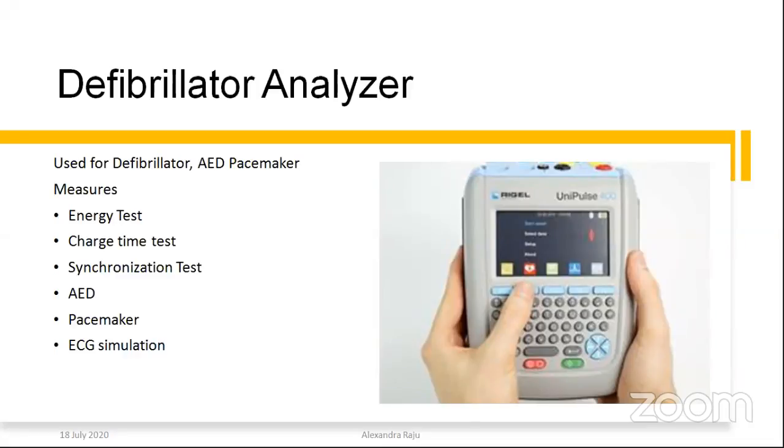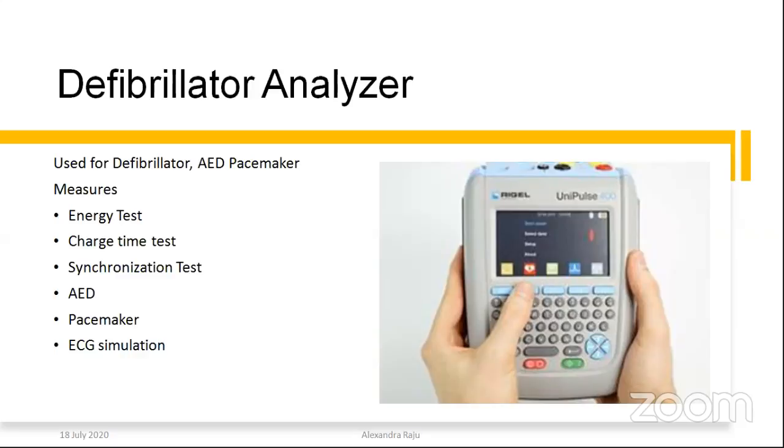Synchronization test: we have to synchronize the ECG and the defibrillator. And the AEDs can be checked, pacemakers can be checked using the defibrillator analyzer. And ECG simulation also can be done using the defibrillator analyzer. So the infusion pump analyzer is mainly used for infusion and syringe pumps. It measures the flow, volume, time, and occlusion pressure.